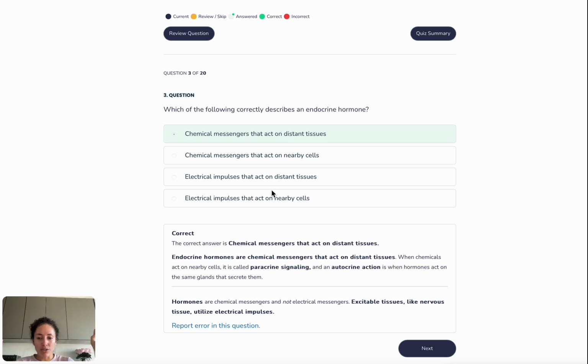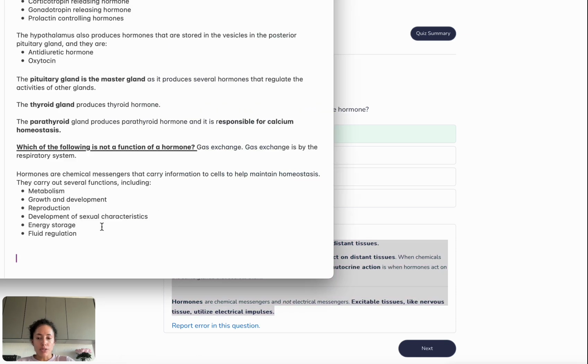So for me, I just pick a random answer and I check it, and it's going to tell me whether it's correct or not. So, which of the following correctly describes an endocrine hormone? The correct answer is chemical messengers that act on distant tissues. All right. So we're going to go here.